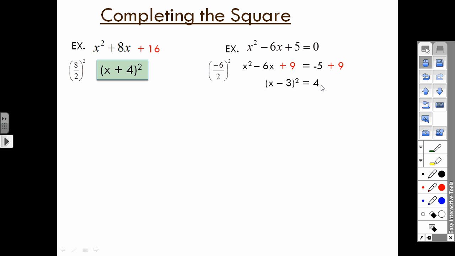Once I've gotten to this stage, to get the x by itself, I'm going to undo this square, which means I'm going to take the square root of both sides. So x minus 3 is going to equal plus or minus 2. Don't forget the plus or minus. And then the next step is to add the 3 to the other side. And then I actually can figure out the two answers that are 5 and 1.